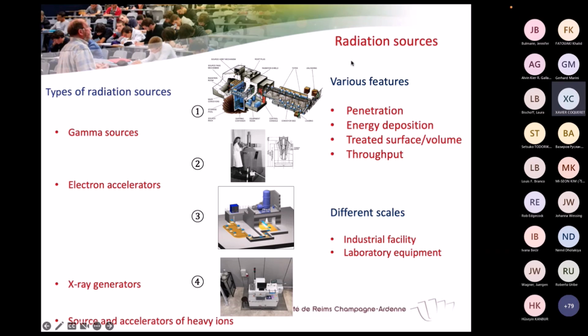So the main features of these different types of sources are the penetration, energy deposition, the surface or volume which is treated by passing in front of the beam or being stationary placed in front of a beam, and the overall throughput of the installation. And as we have illustrated by the different pictures, we have industrial facilities which are really big and laboratory equipment, which is much more compact and easily handled in small rooms.